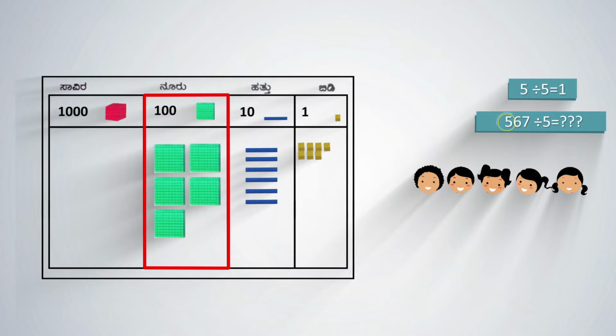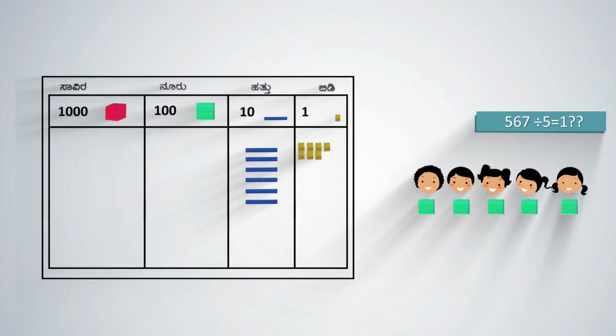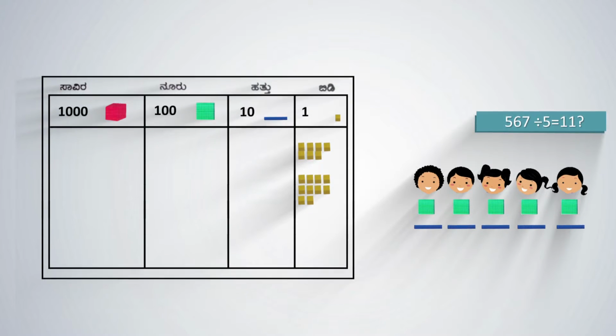In this case, 5 hundreds divided by 5 is 100 or 1 green plate in each share. No more hundreds remain, so we move 1 step right to the tens place. We divide 6 tens by the divisor 5. Each share is 1 rod of 10. 1 ten remains which cannot be divided, but it can be regrouped as 10 units. This gives 10 plus 7 or 17 units.